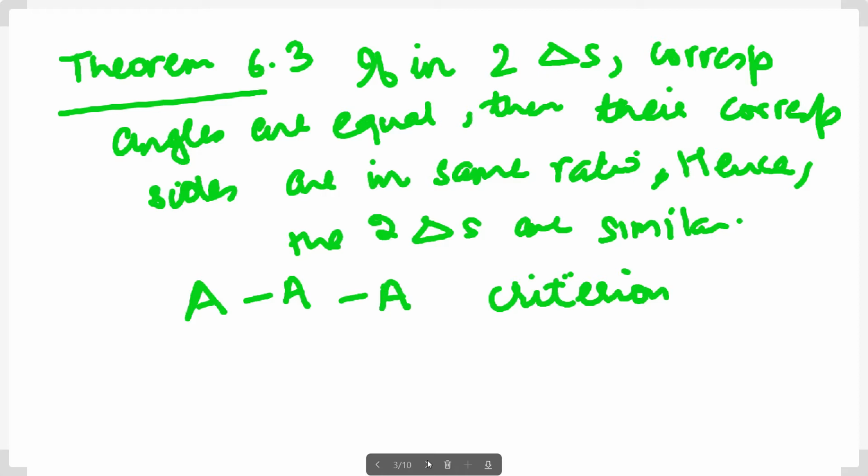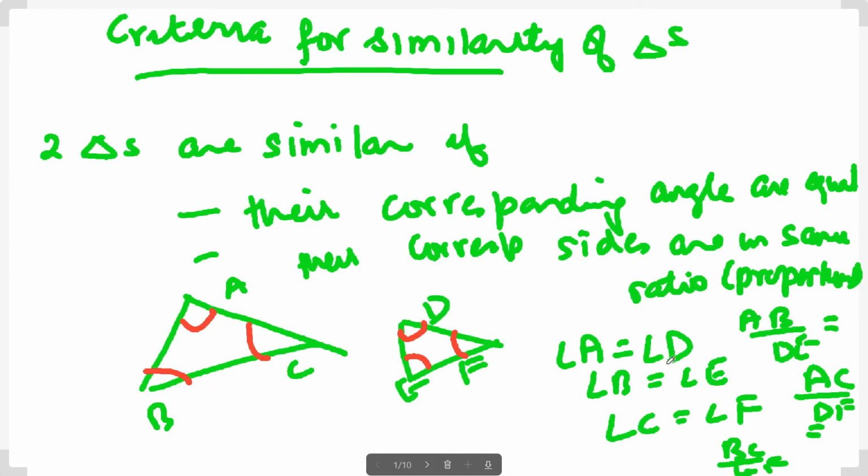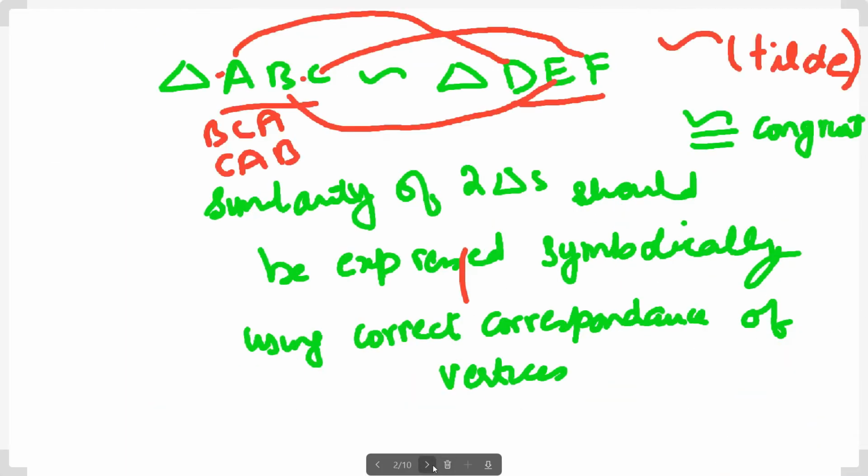Now we are moving on to theorem 6.3. What we just did was that we have to check all of this. So what we are trying to see is, is there any way that we don't need to check so much? So let's move on to the theorem.